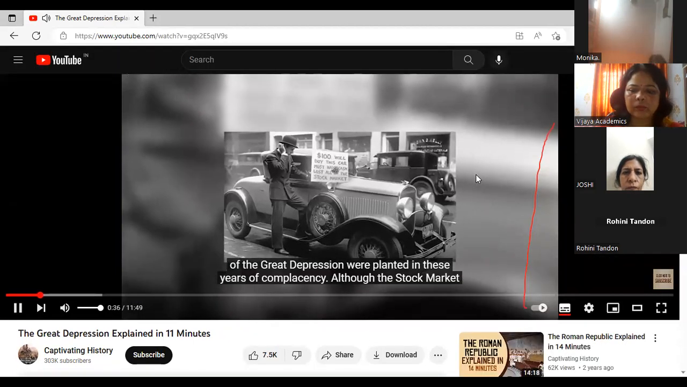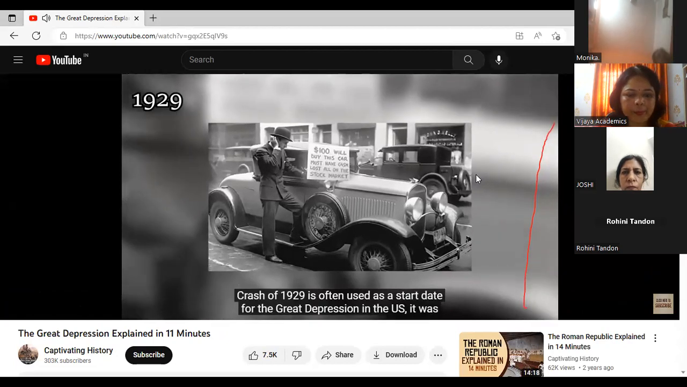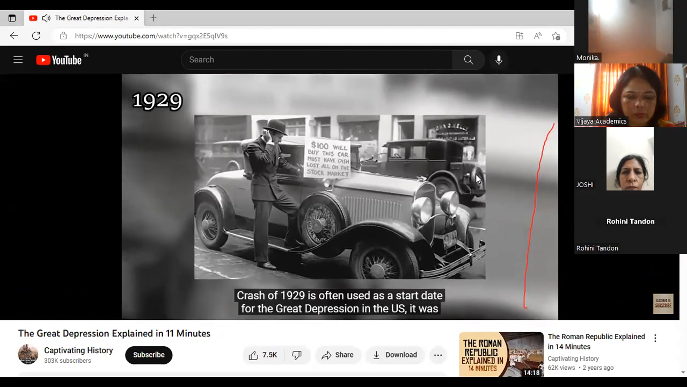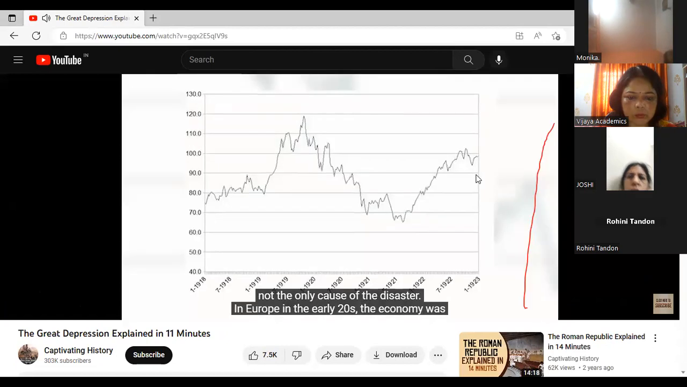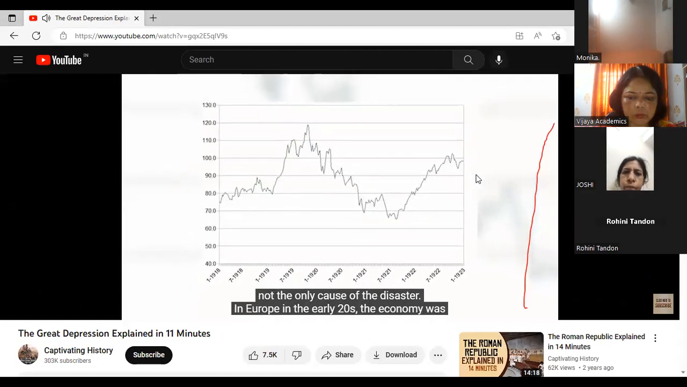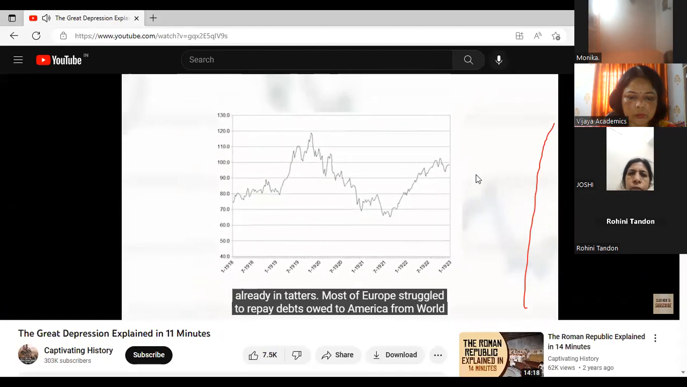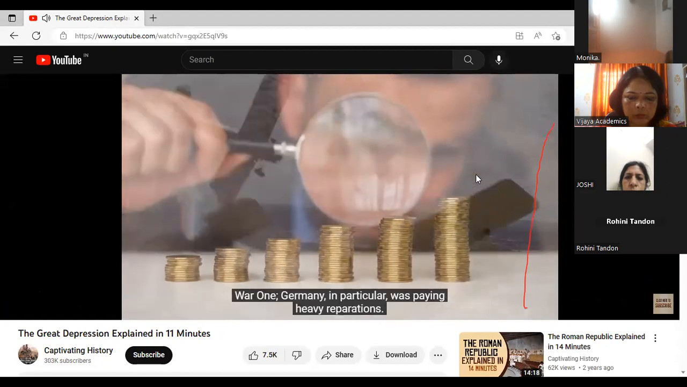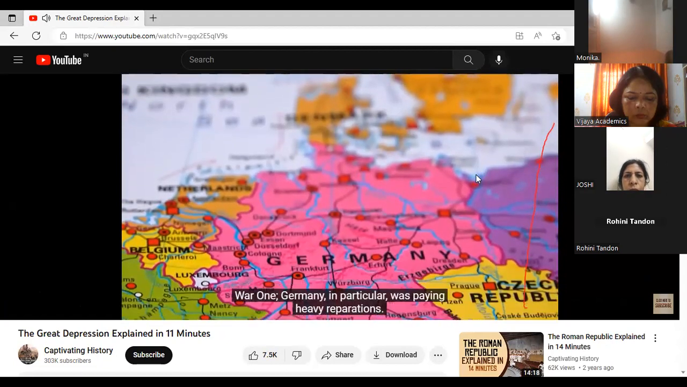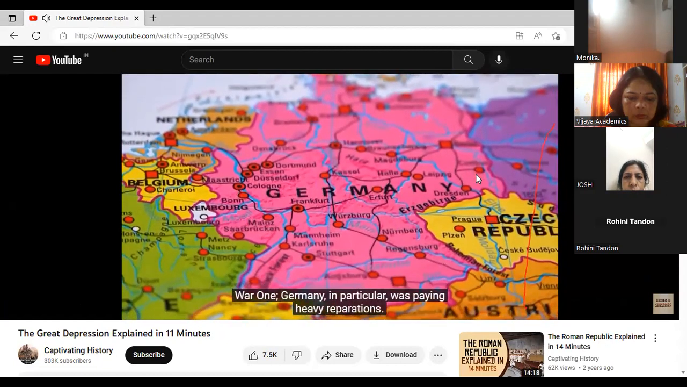Although the stock market crash of 1929 is often used as a start date for the Great Depression in the US, it was not the only cause of the disaster. In Europe in the early 20s, the economy was already in tatters. Most of Europe struggled to repay debts owed to America from World War I. Germany in particular was paying heavy reparations.